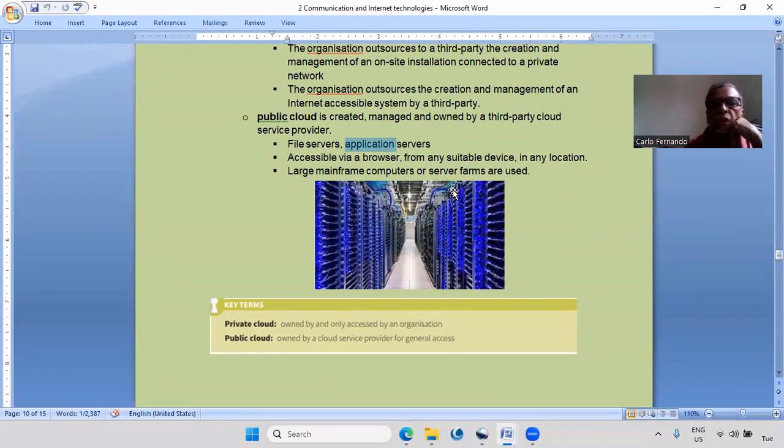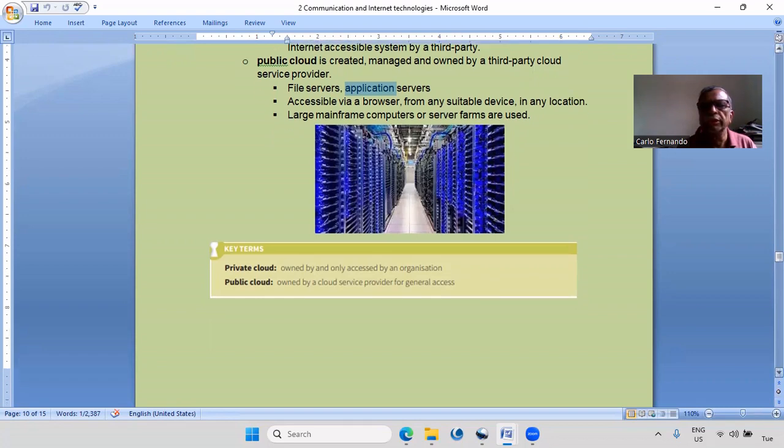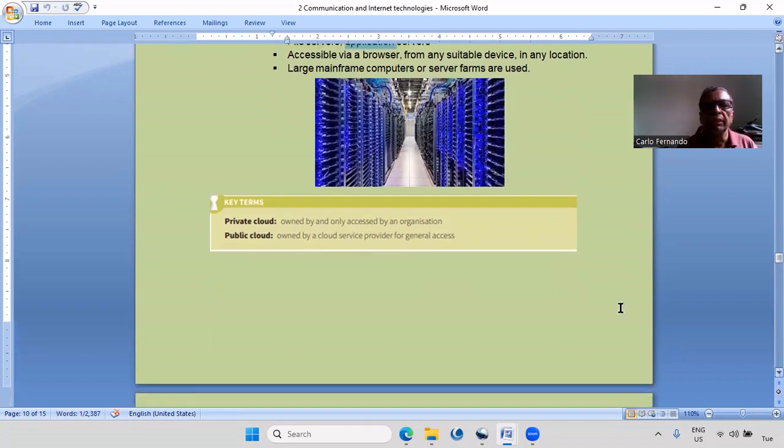Large mainframe computers or server farms are used for that. With millions, even maybe billions of people using these services, your bandwidth and processing speed have to be extremely high. For that, they use a thing called a server farm, like a farm. Many CPUs working in parallel. The work is shared by all these CPUs. This is an example of a server farm.